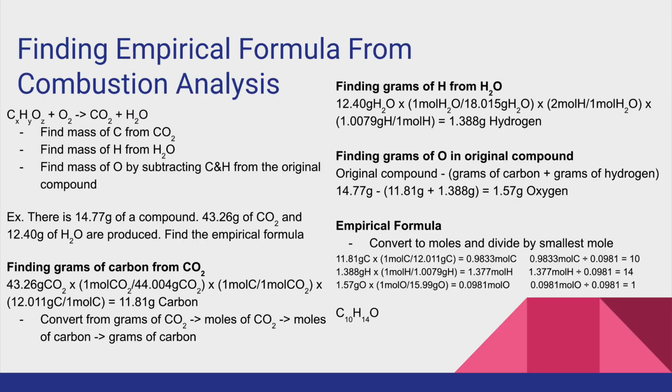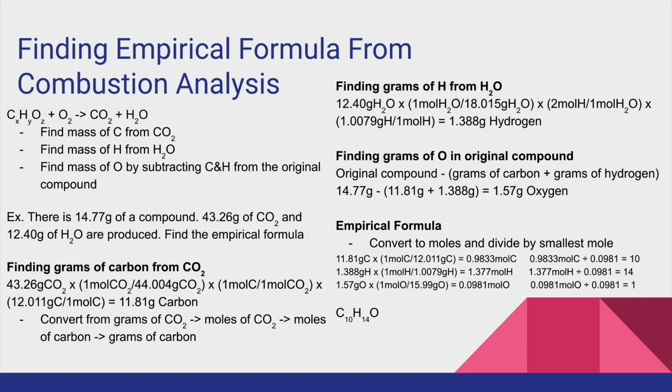We will discuss how to find the empirical formula from combustion analysis. Combustion reactions generally look like this. We have a compound made up of carbon, hydrogen, and oxygen that will react with oxygen to form CO2 and H2O. We'll be finding the mass of carbon from CO2, the mass of hydrogen from H2O, and the mass of oxygen in the original compound by subtracting carbon and hydrogen.